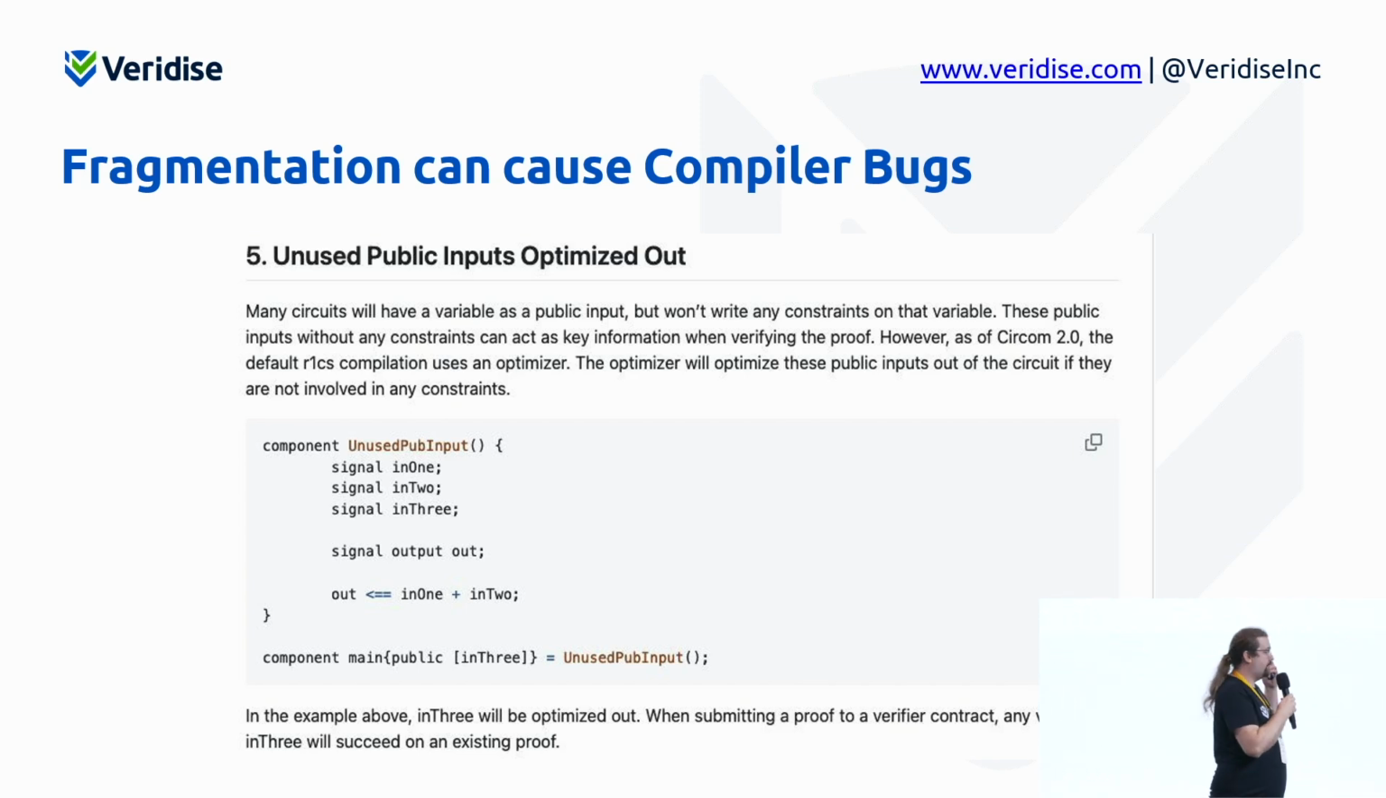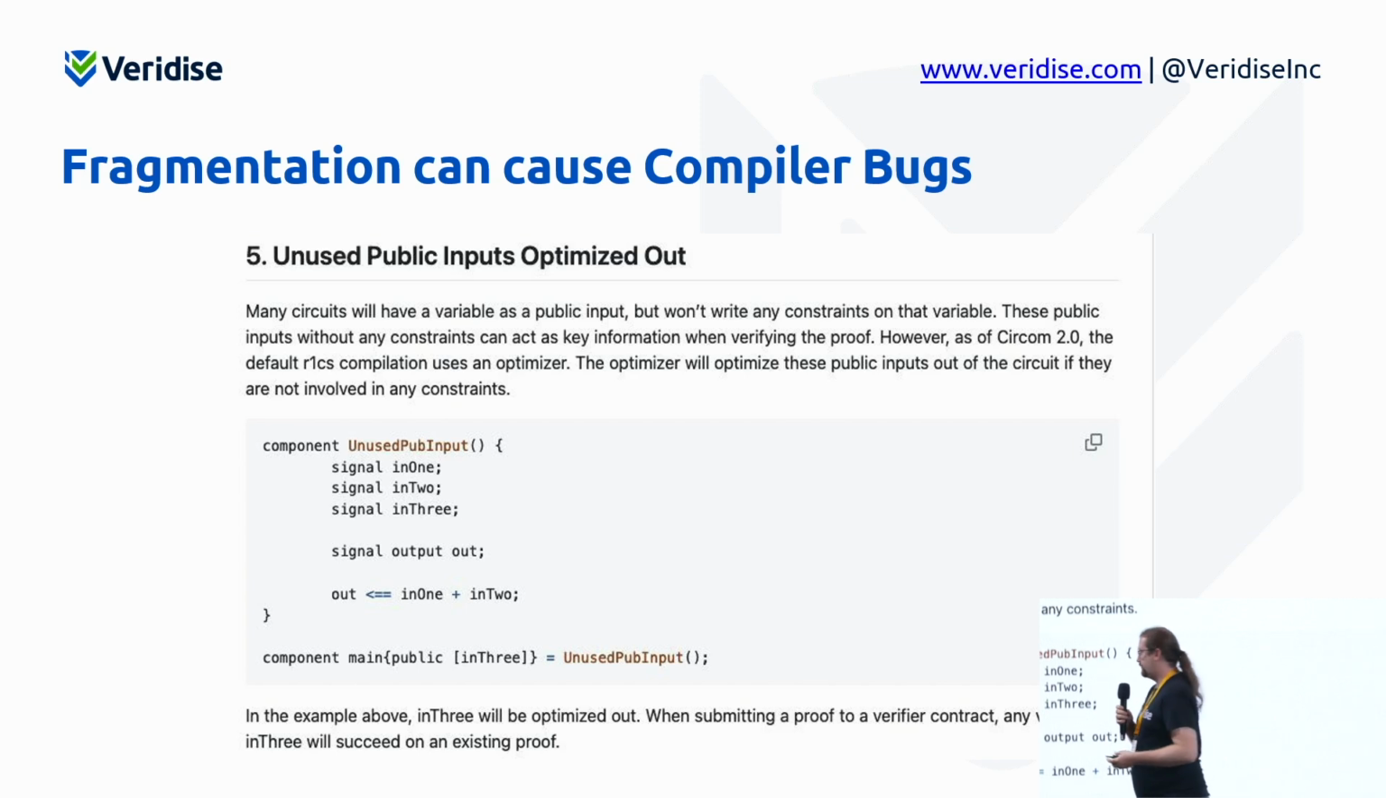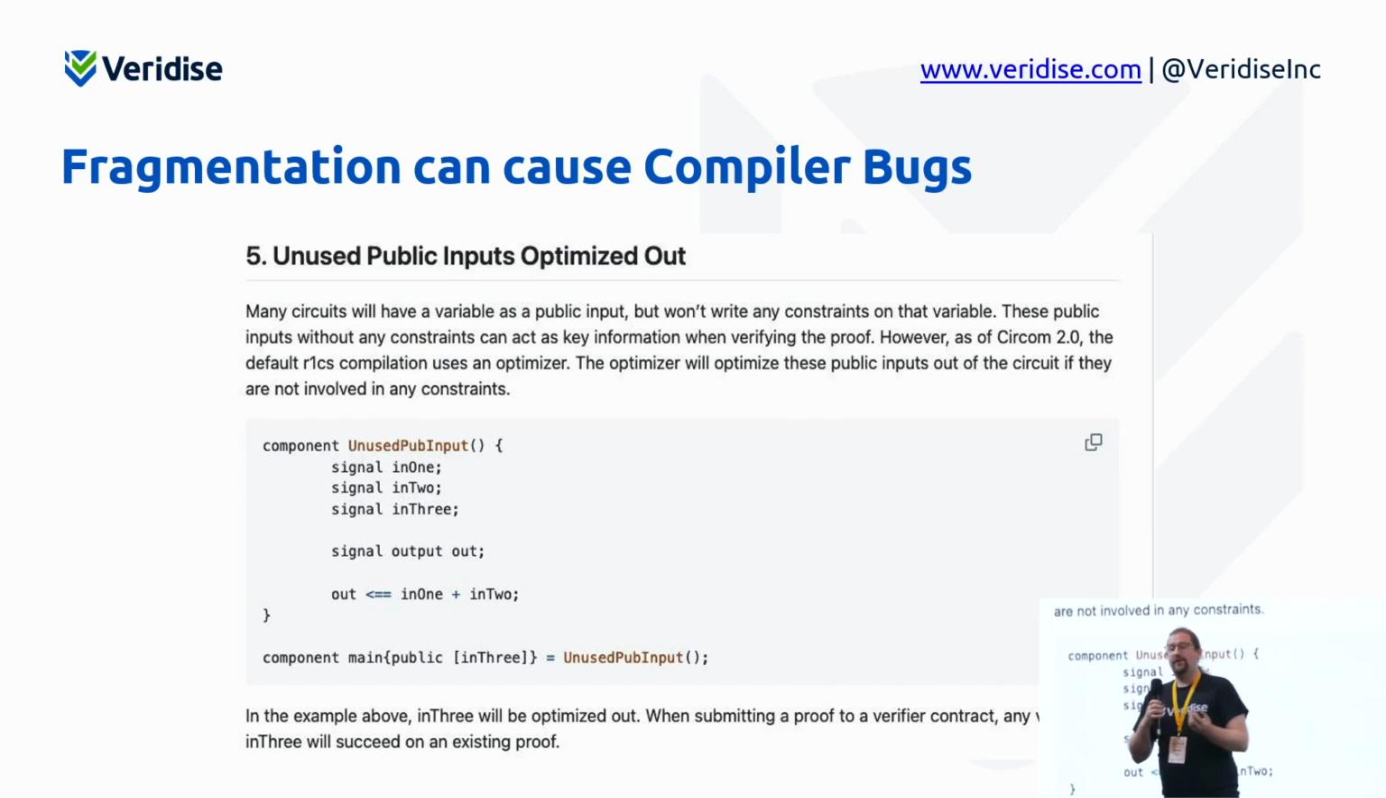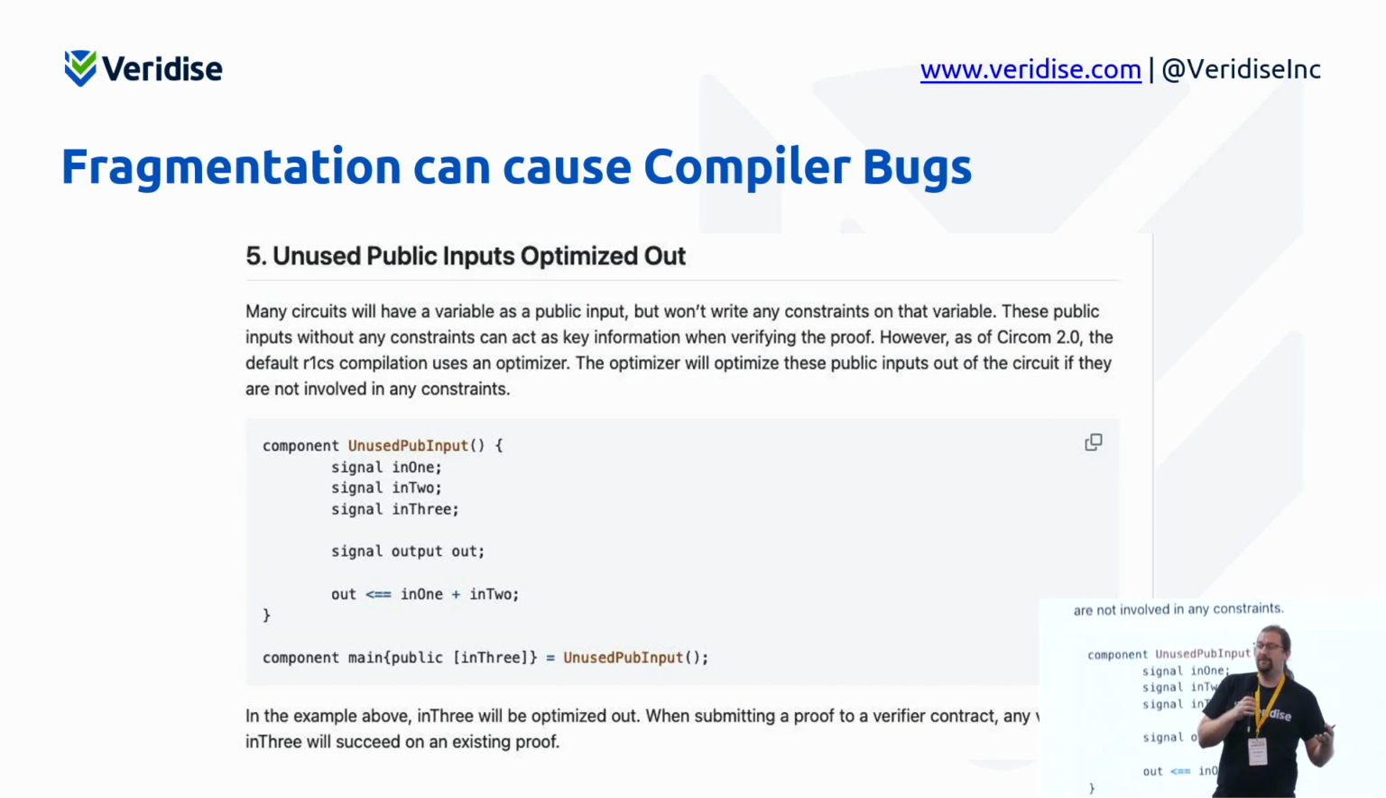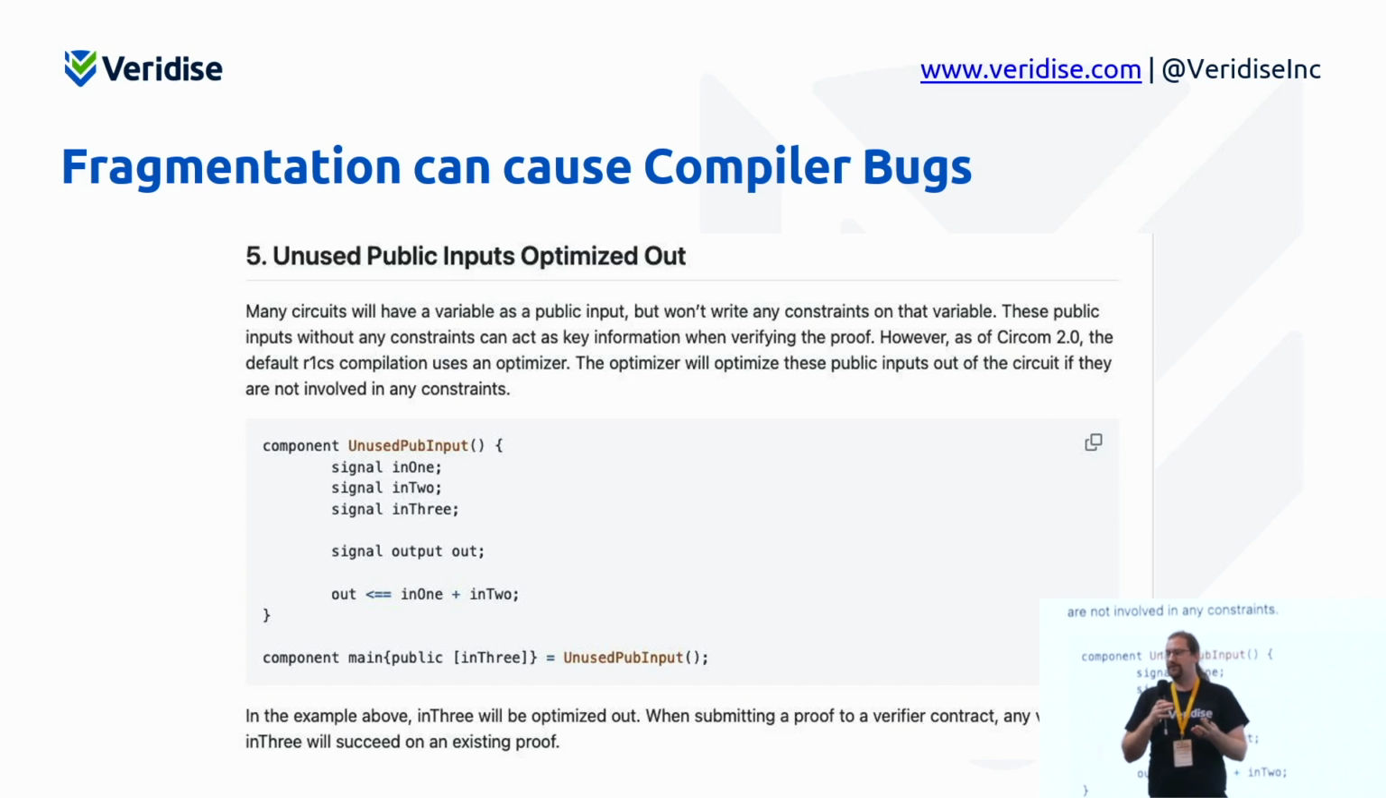And so what I've shown here is an example of what I would call a compiler bug. So for those of you who have developed on CIRCOM, you might have heard of this thing called a dummy square, which people use in order to constrain a public input that has no other constraints. And this is because CIRCOM had what I would call a compiler bug, where they would optimize out public signals that were never used in a constraint.